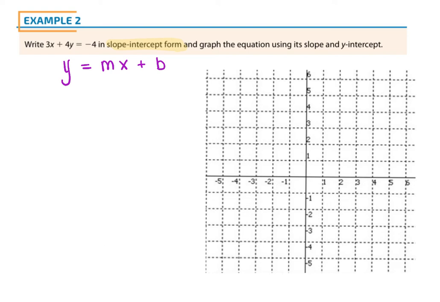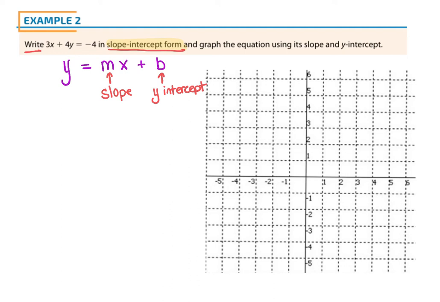All right? If you have y completely on one side by itself, then you have it in slope-intercept form. The m, or the number in front of the x in this form, is your slope. The b, or the constant, is going to be your y-intercept. So when you have it in this form, the easiest way to graph is to graph your y-intercept. That's just where it's going to fall on your y-axis, and then walk from there using your slope. Okay? So what they want us to do here is write this in slope-intercept form, and then graph it.